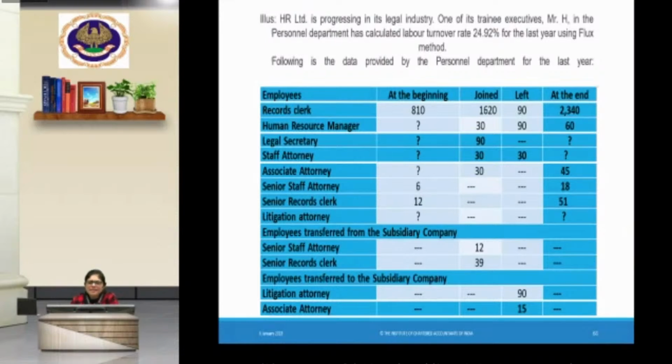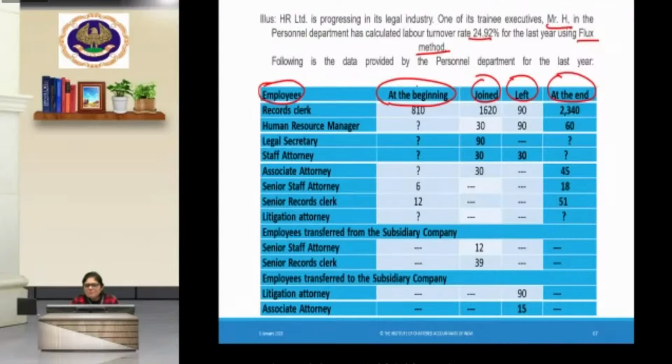HR Limited is progressing in its legal industry. One of its training executives, Mr. H, Personnel department has calculated labor turnover for the last year using the flux method. Remember the method? Flux method: number of separations plus number of replacements, or number of separations plus number of replacements plus new joinings. Clear? So the following is the data provided by the personnel department for the last year. These are the employees at the beginning, joined, left. Left means the separations. Joined means recruited, and at the end. Clear? So this is the opening, this is the closing.